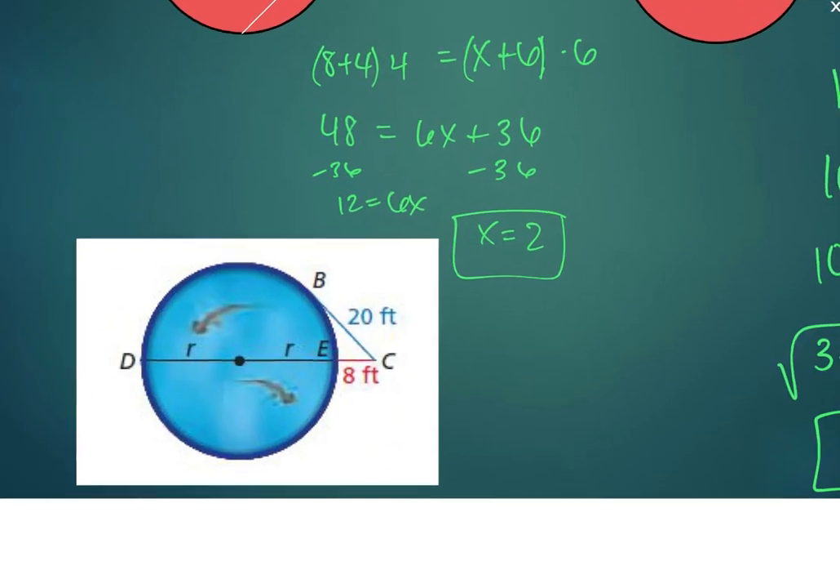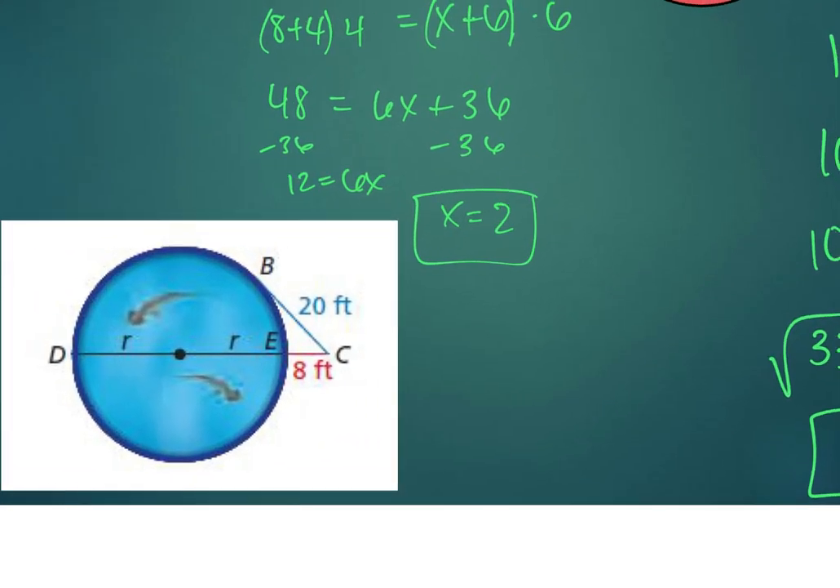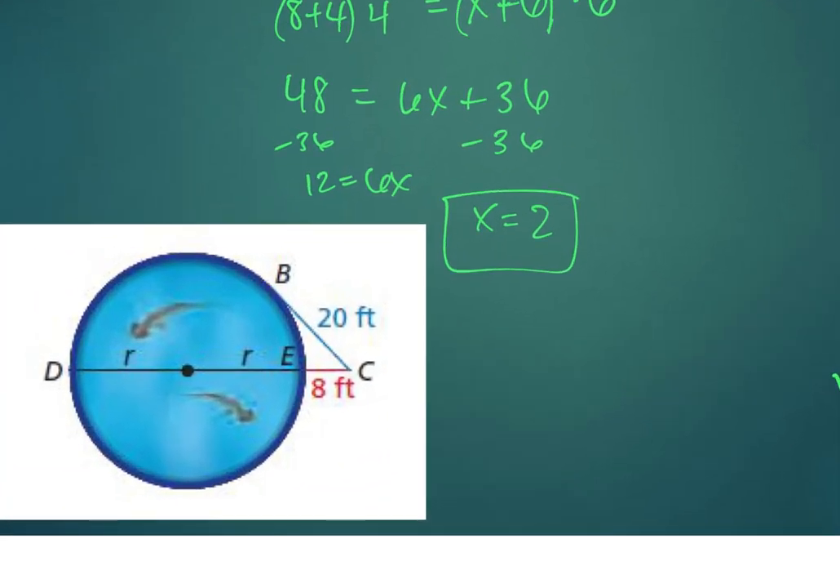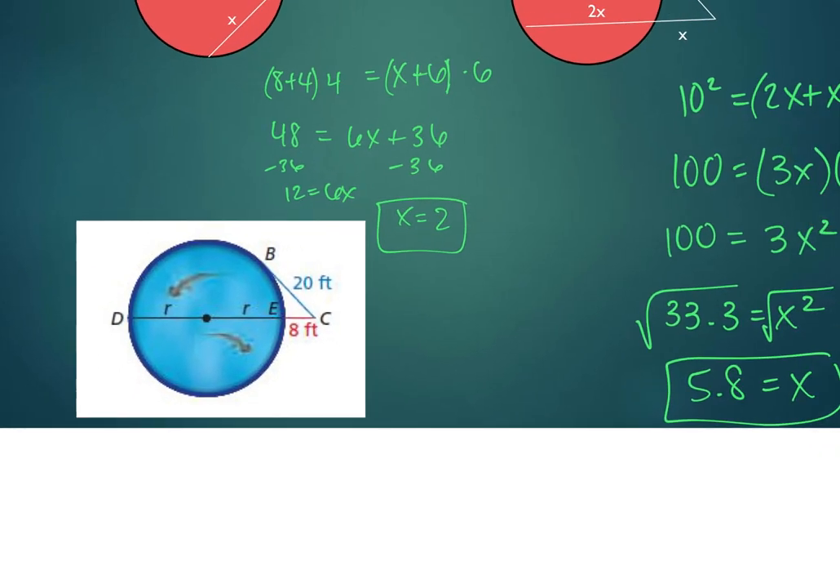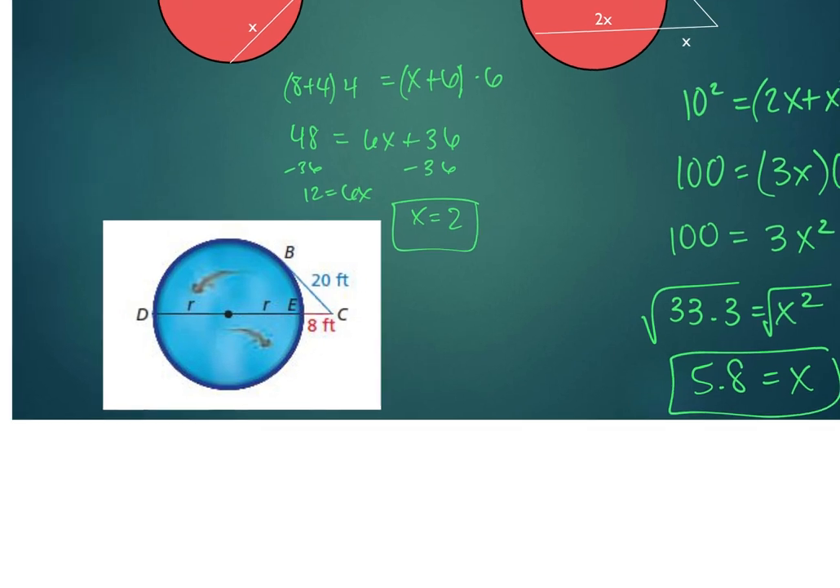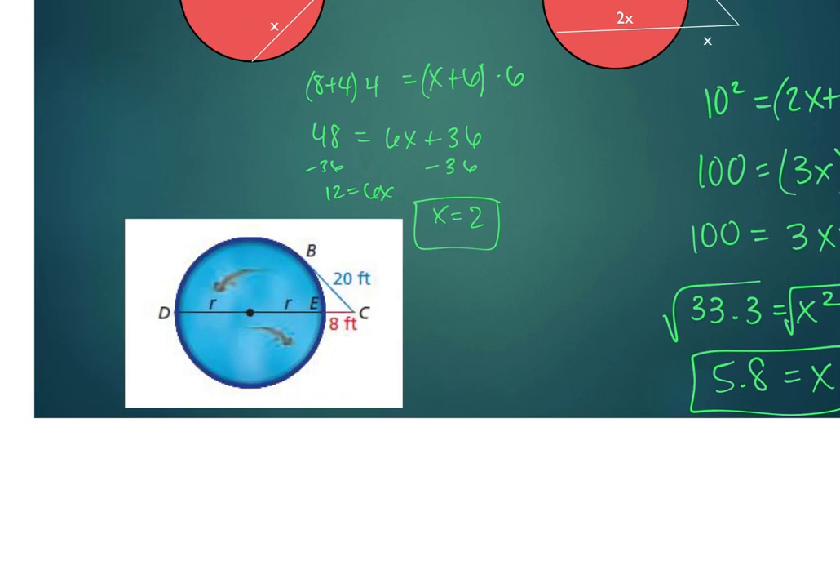Okay, and the last one. How do you think we set this one up? Mariana? Is it R plus 8 times 8? Good. R plus 8 times 8. Because the whole thing would be R plus 8, and the external portion would be 8. And then we set that equal to 20 squared.